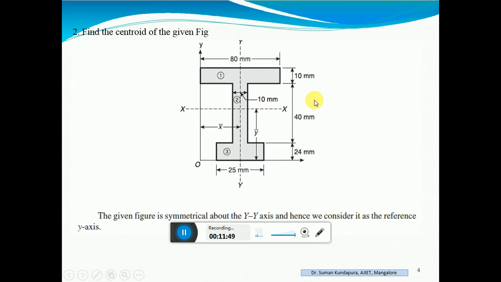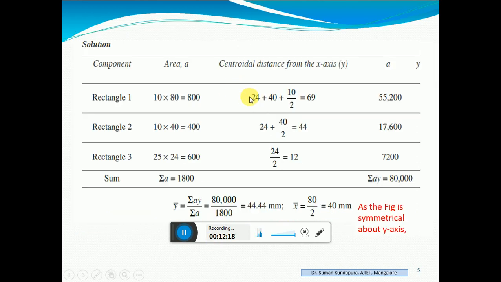Okay. Moving on to the second rectangle. Up to here it is the second rectangle. The CG will lie somewhere over here. So from the x axis it is 24 plus 40 by 2. This whole is 40 by 2, because CG, that is y for a rectangle, is d by 2, correct? So I'll get it as 24 plus 40 by 2, that is 44.